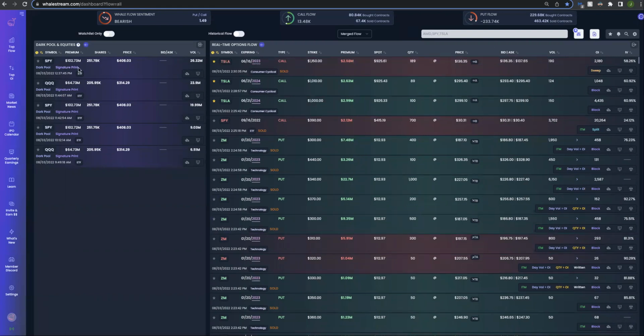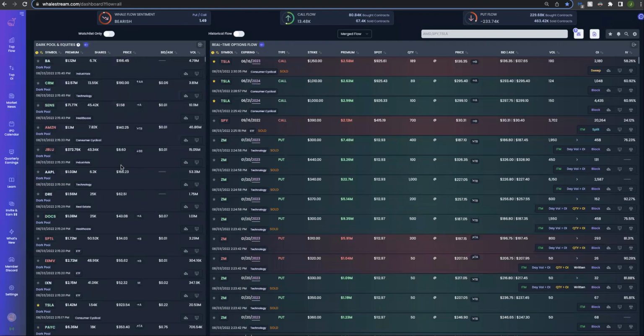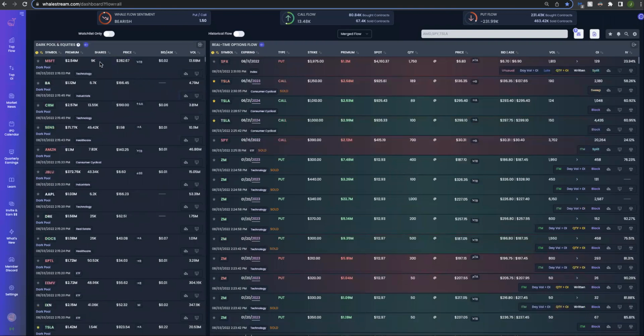The non-signature prints, some of them do have codes that indicate that they might not have been reported immediately. This feed is delayed by 15 minutes, so this one is not real time. The options flow is real time. When that trade is executed, it hits the dashboard. This, due to exchange requirements, has a 15-minute delay. So this trade would have taken place about 15 minutes ago, but it was today.